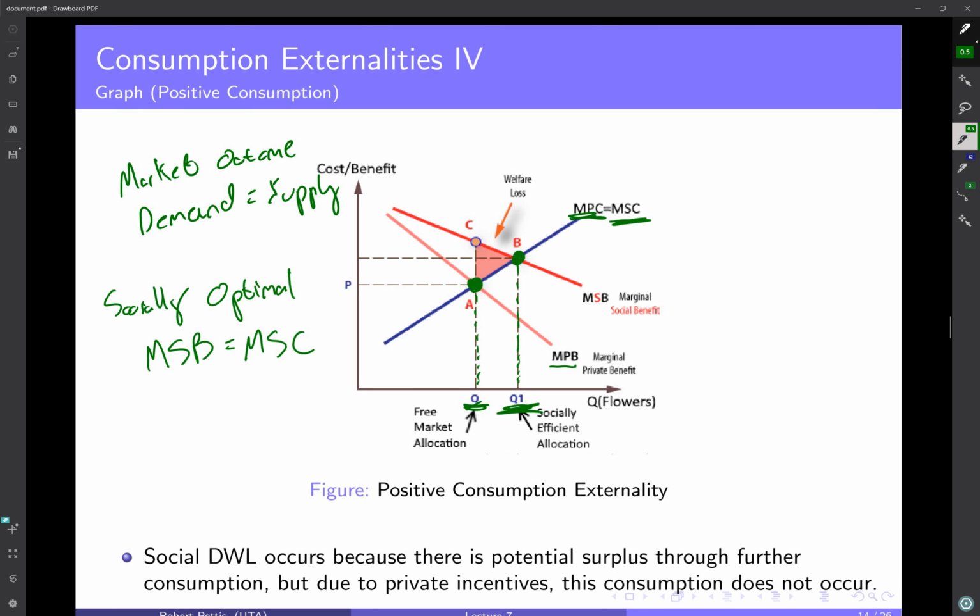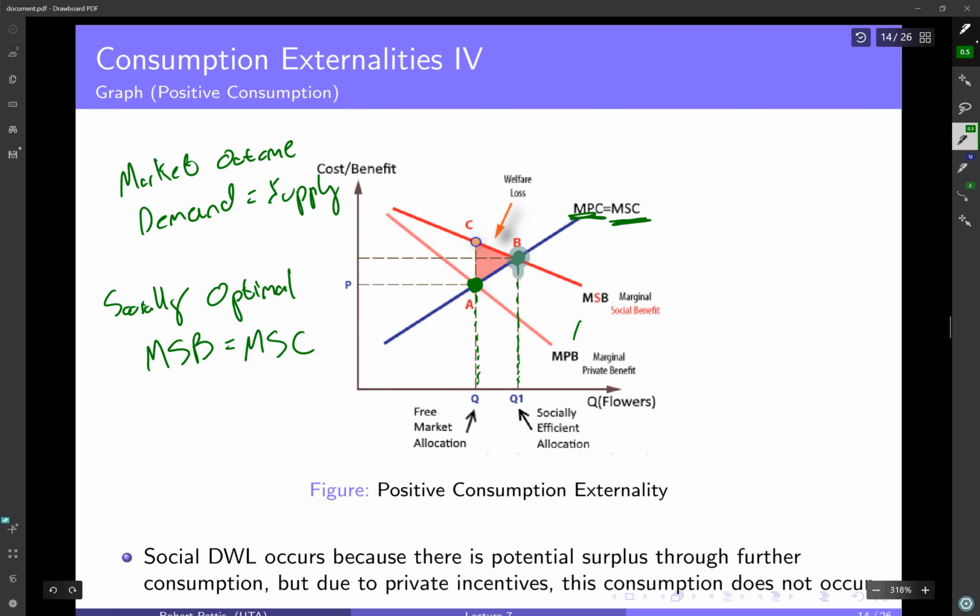Okay, and again, we know this is a consumption externality because the demand curve is what has this externality on it. The marginal social benefit and marginal private benefit, they do not equal each other. And we know that this is a positive consumption externality because the socially efficient amount is greater than the free market amount. Okay, in other words, we want to produce more. If we produce more, we're going to have an increase in overall welfare.